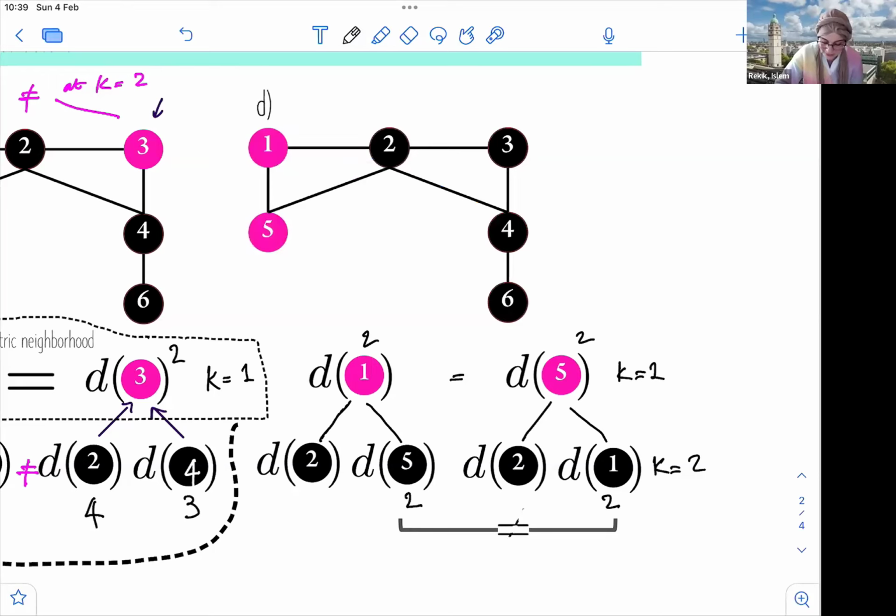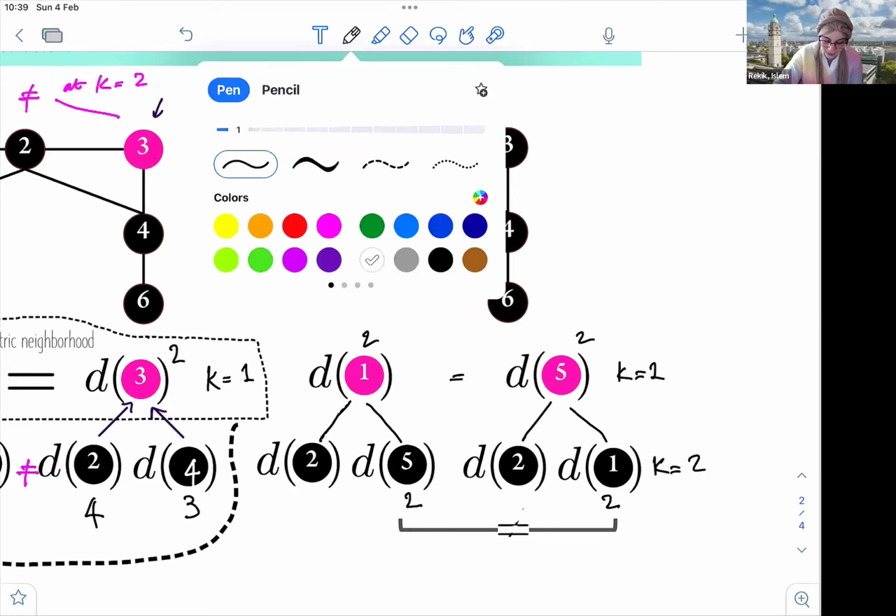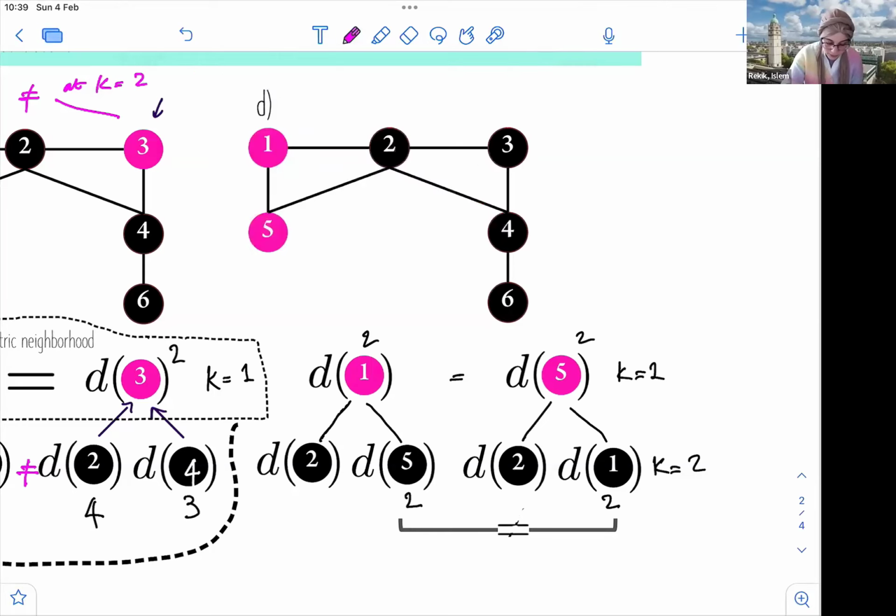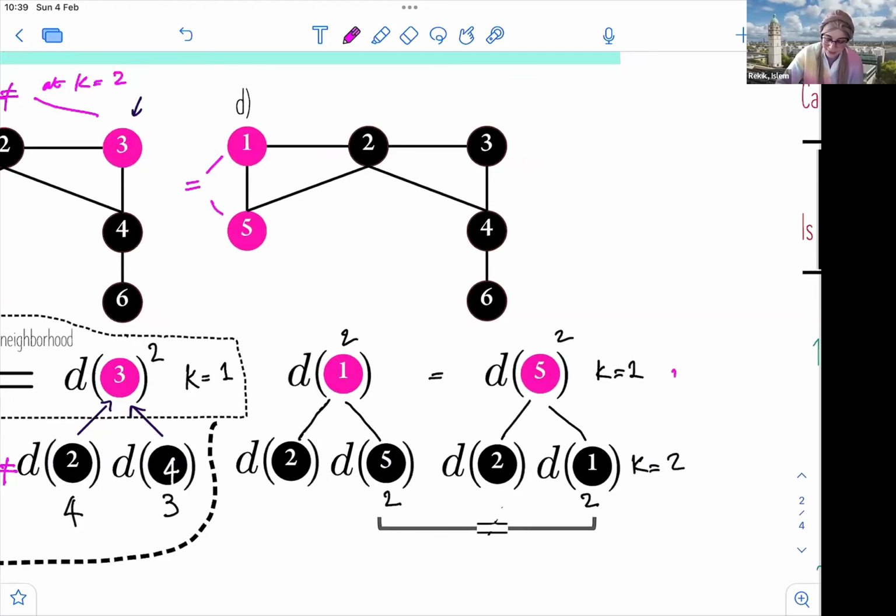So these are identical. So in this case, it means that these two have similar neighborhoods. So they are topologically similar, which is a nice thing to have at layer 2 at least. Okay. So these two nodes are similar. So they have similar topologies up to 2 rings. Okay. Very good. So we have seen different cases.